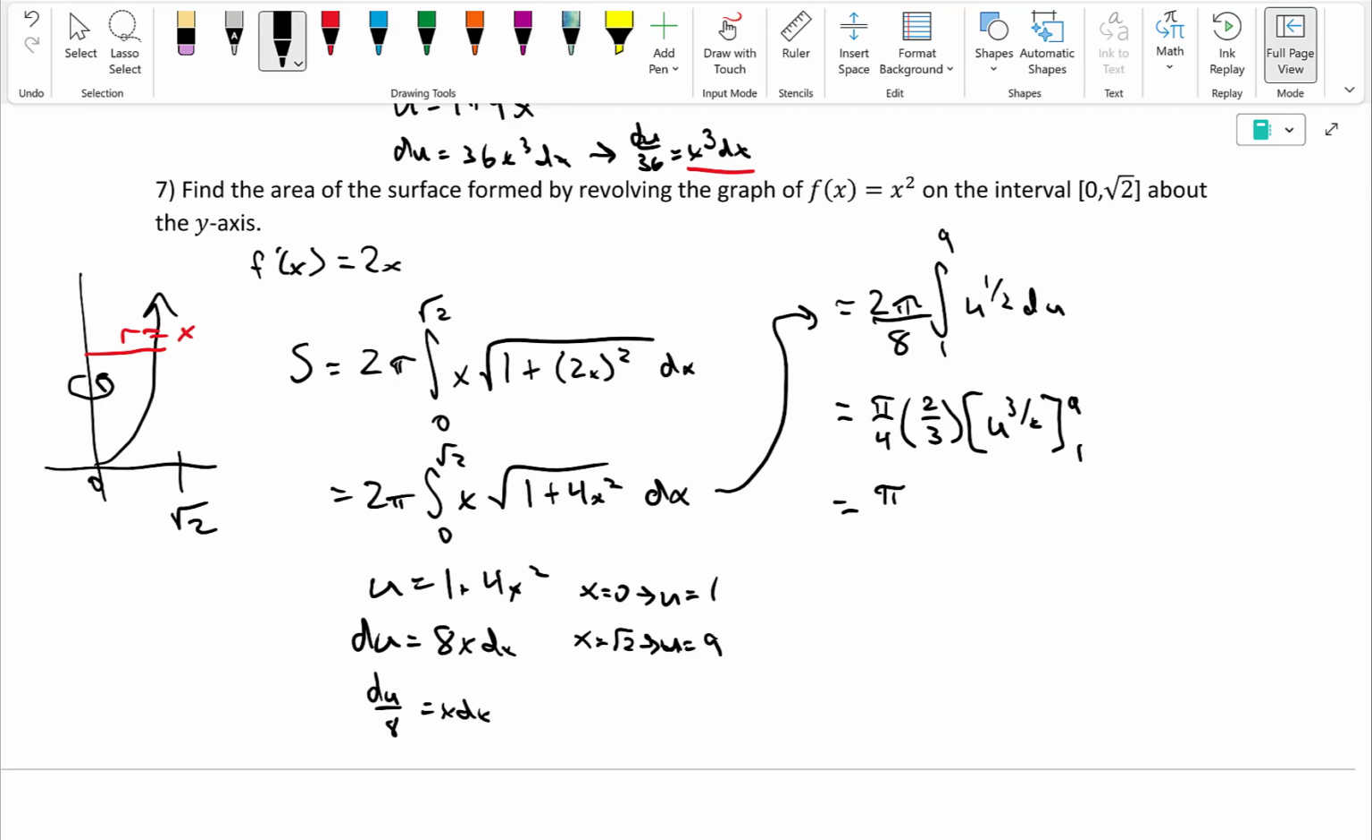So we get a pi over 6 on the outside. And then inside, easier this time, square root of 9 is 3, cubed is 27. 1 to any power is still 1, so 27 minus 1. Which would give us 26 pi over 6, or 13 pi over 3. An approximate value, I wrote it down so I'll give it to you too, is 13.614.